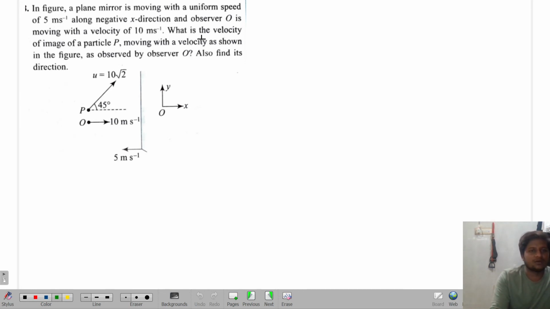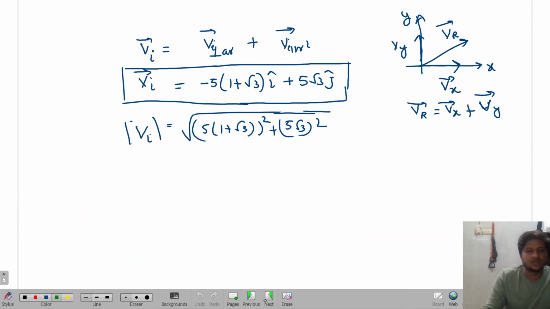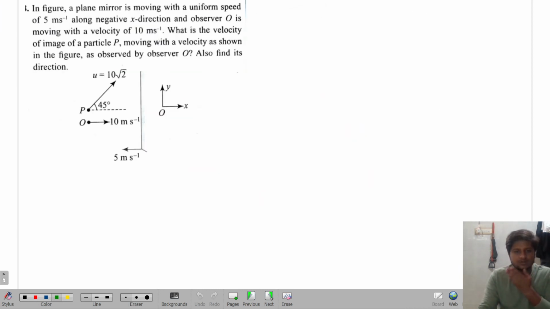Also find the direction and all, because this is based upon this bigger calculation. I didn't want to do it again, so you can solve this. I'll send this question in the group. Like in the figure, the plane mirror is moving with uniform speed. The plane mirror's velocity is given. It is in only one direction, while the object velocity is in two directions.